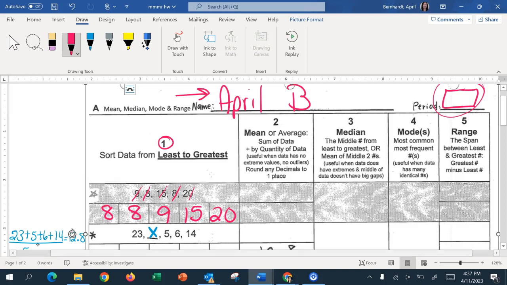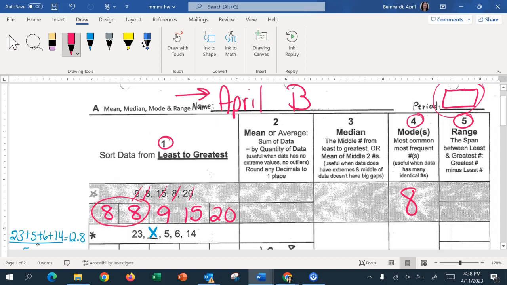I usually like to find mode and range first. I think they're the easiest to find. They're the least amount of work. So mode is the most popular or the most frequent number. In this case, the number 8 occurs more than all the rest. So the mode is 8. Range, excuse me, is the maximum number of your data set minus the minimum. So 20 minus 8 is 12.